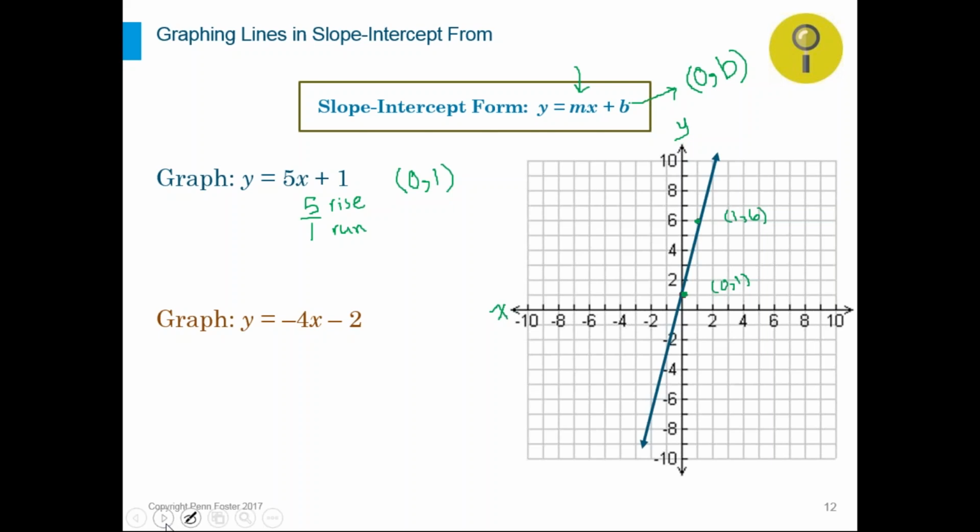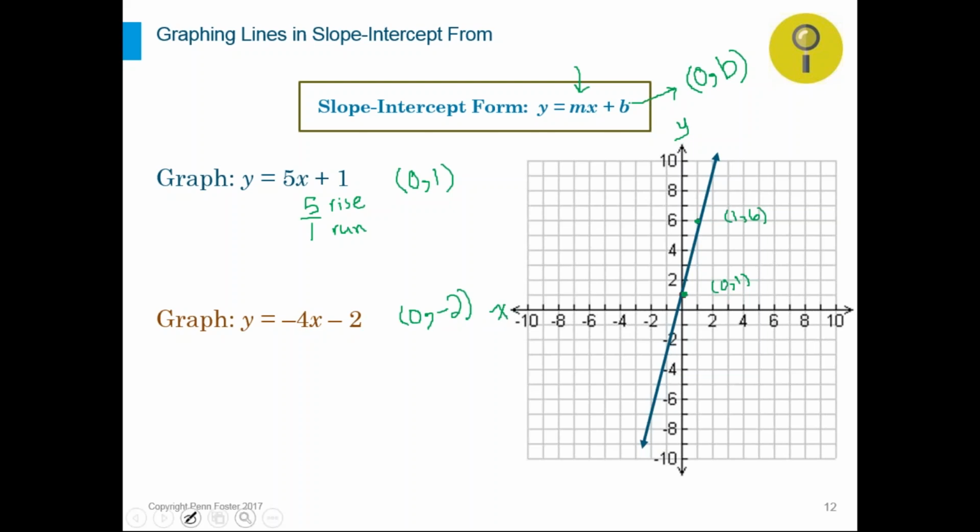The second line, similar, y equals -4x minus 2. I need to be careful when I see the signs are different than my formula. I need to pay attention to that. Here it's a plus, but it's a minus here. I need to be careful. Now, the -2 at the end tells me that the y-intercept is (0, -2). And also I have a slope.